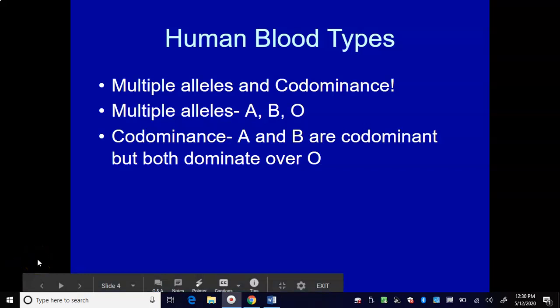Now, you may have heard about positive and negative. That is another allele, and it's actually an antigen that you would see on your red blood cells. So we're just going to stick with what type of blood you have, A, B, O, or AB. We're not going to put the pluses and the minuses on it.